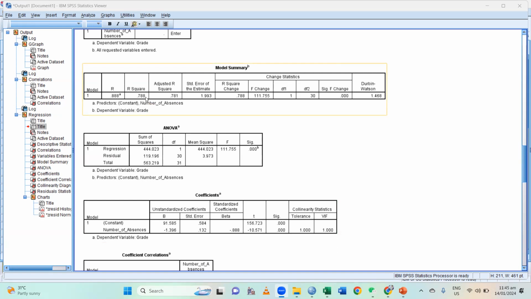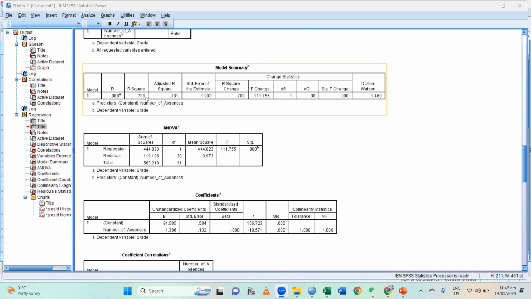So rounded to the nearest whole number, that's 79%, which means 79% of the variance in the grade, which is your dependent variable, is dependent on the x or your absences. So again, 79% of the variance in the grades could be attributed to the number of absences.